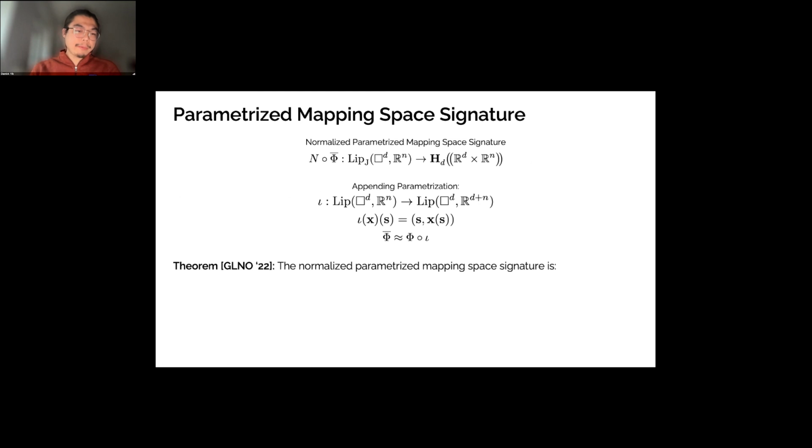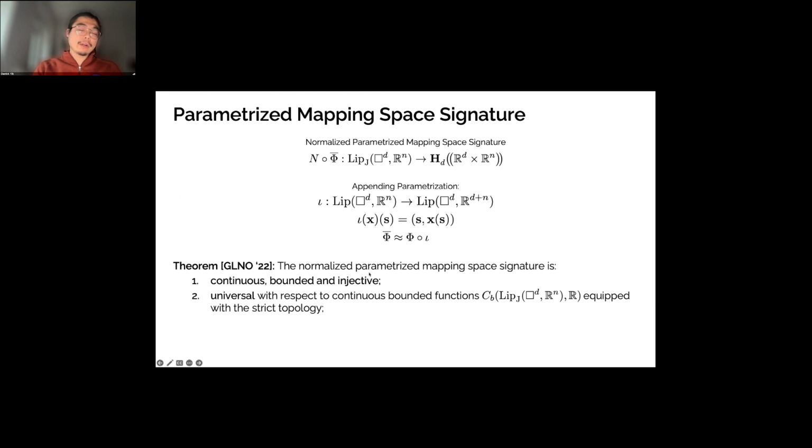And so the second main result of this work is that the normalized and parametrized mapping space signature is continuous, bounded, and injective. These are all with respect to Jacobian equivalence classes of maps. It's also universal with respect to continuous bounded functions equipped with the strict topology. And it's also characteristic with respect to finite regular Borel measures on these equivalence classes of maps. So in particular, this is characteristic with respect to probability measures on the mapping space.